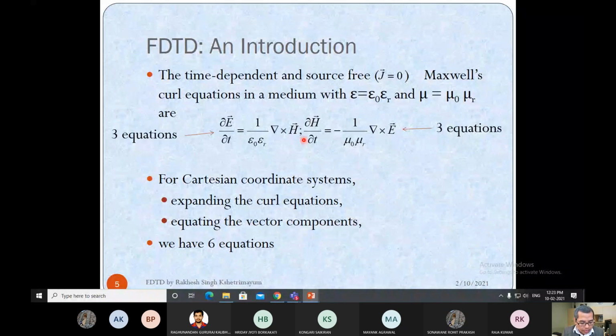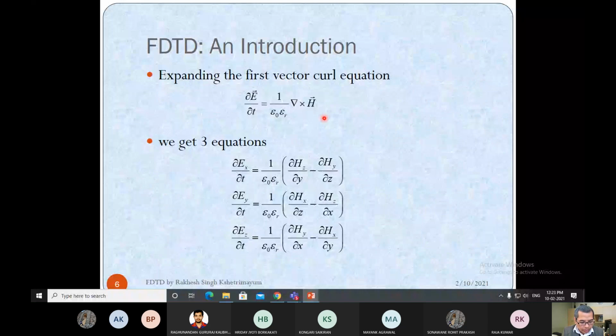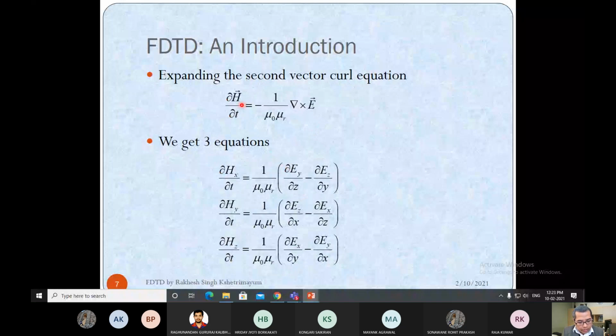3 equations come from the first Maxwell curl equation: ∂Ex/∂t, ∂Ey/∂t, ∂Ez/∂t, and the right-hand side you can calculate from the curl of H. Similarly, you'll have 3 equations from ∂H/∂t equal to minus 1 by mu naught mu r, curl of E: ∂Hx/∂t, ∂Hy/∂t, and ∂Hz/∂t. So that is another 3 equations, total 6 equations. Solving the 6 equations using central finite difference approximation, you'll do later on, but at the starting it will be too much.